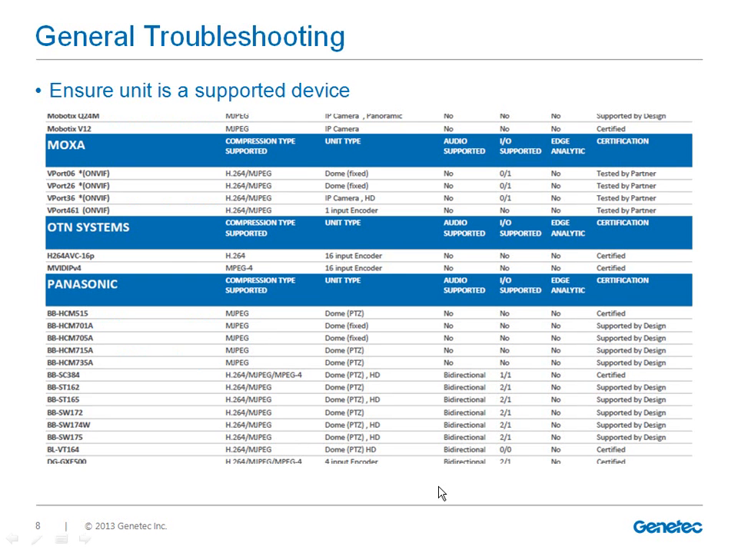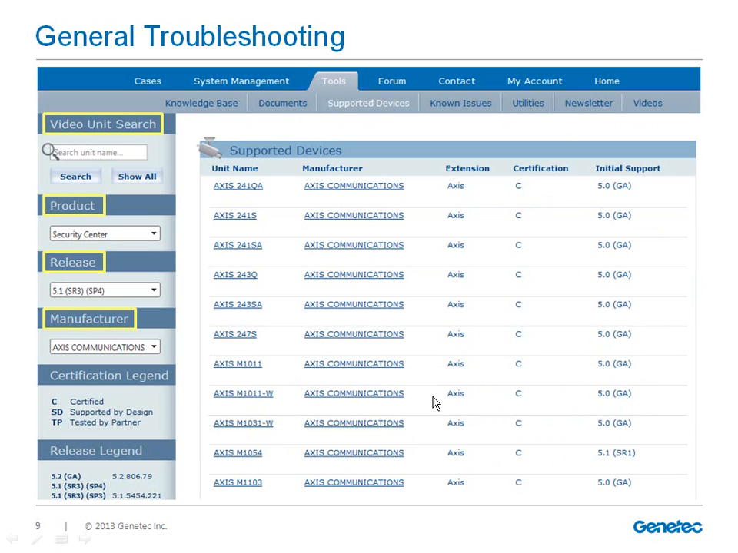So first off, you'll need to make sure the unit is on the supported device list, which really applies to any version of Omnicast or Security Center that you're using. You can find that information either through the supported hardware document in the document subsection of the GTAP tools, or the supported devices subsection of the tools section on the GTAP as well.